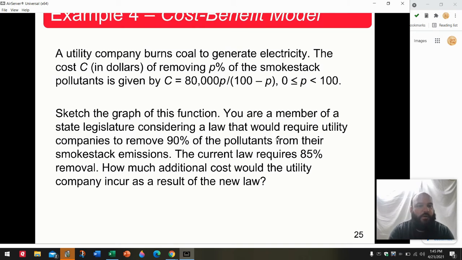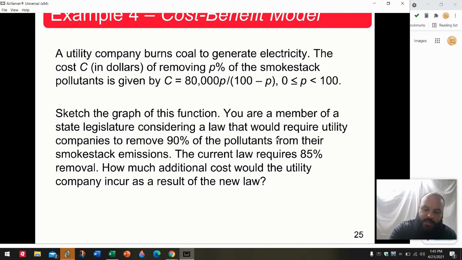It says you are a member of a state legislature considering a law that would require utility companies to remove 90% of the pollutants from their smokestack emissions. The current law requires 85% removal. How much additional cost would the utility company incur as a result of the new law?